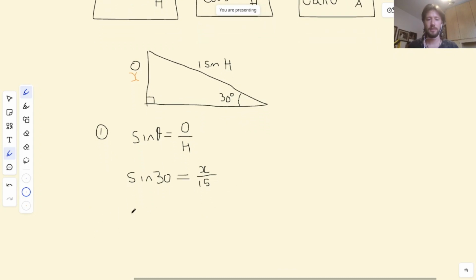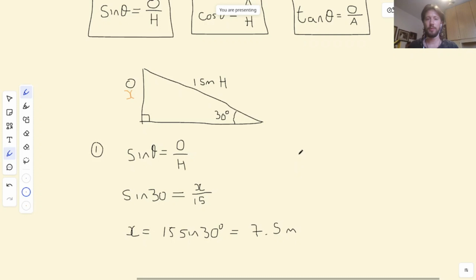Multiply by 15, and we get x equals 15 sine 30. And we can put that in a calculator, and we will get 7.5 meters. And there we go, we've done it.